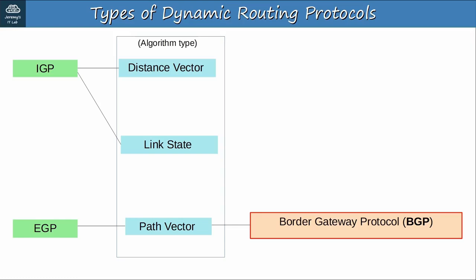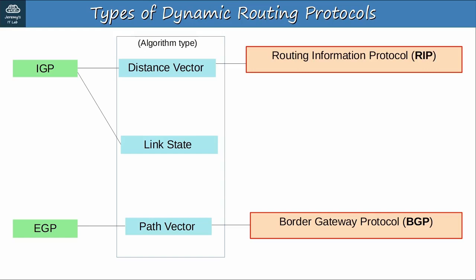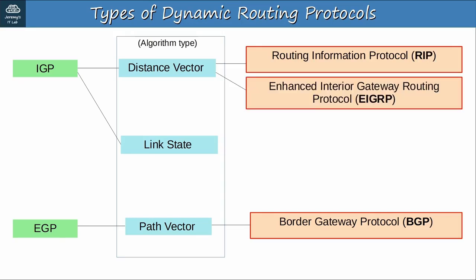There are two distance vector protocols, RIP, the Routing Information Protocol, and EIGRP, the Enhanced Interior Gateway Routing Protocol. I won't cover these two protocols in depth, although I will give you a basic outline of their function, so you can compare and contrast them with OSPF. So, RIP and EIGRP are the two distance vector protocols.